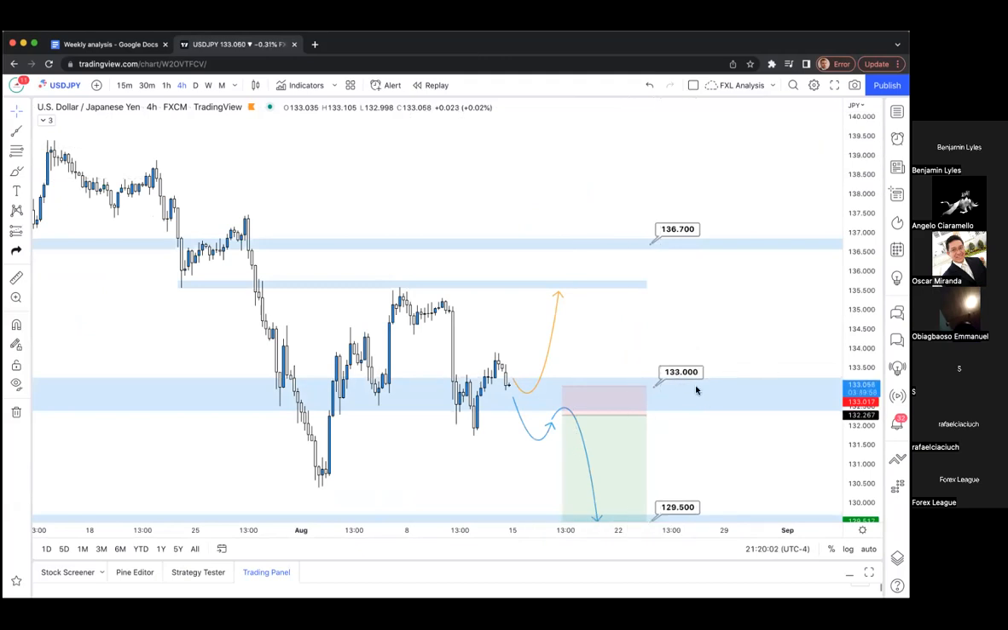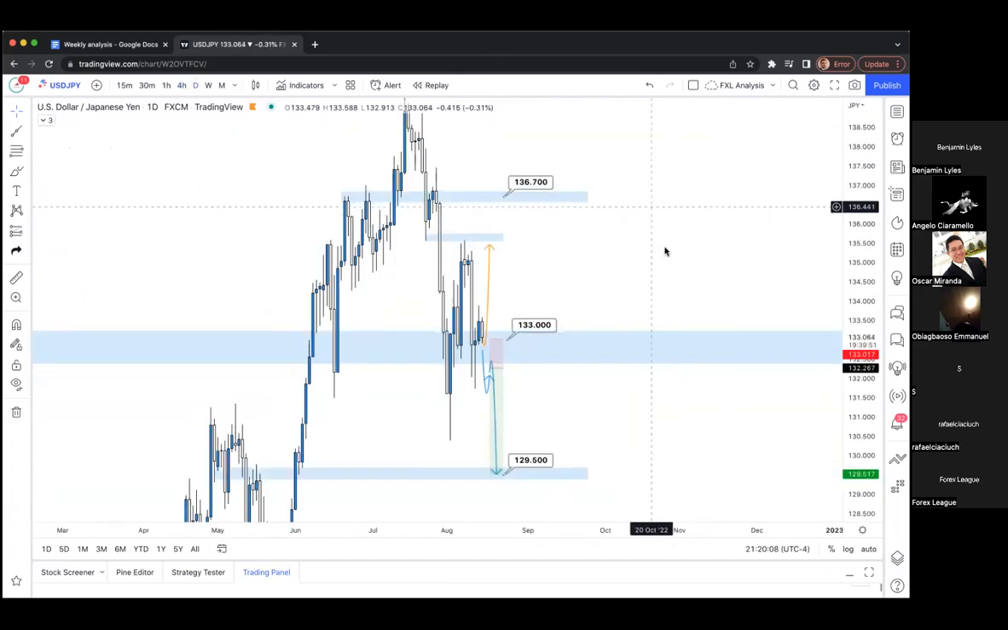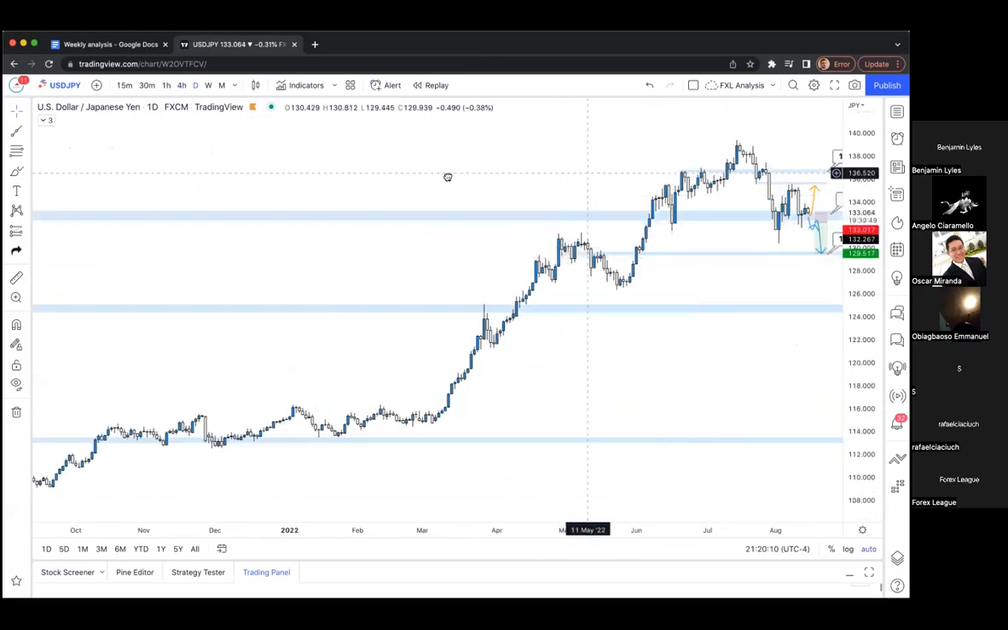Why do you pull fibs from wick to wick? Why I do pull fibs from wick to wick. Let's go to the daily time frame. UJ, we're gonna do the same thing, guys.